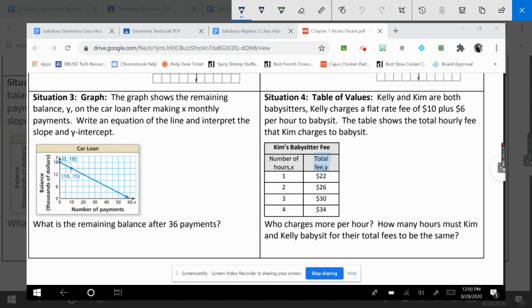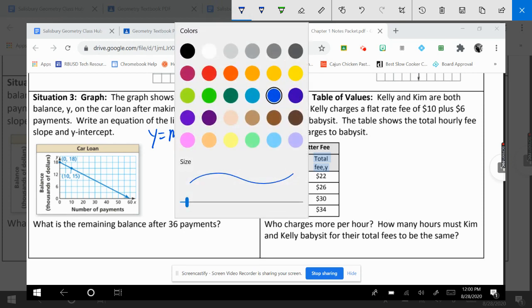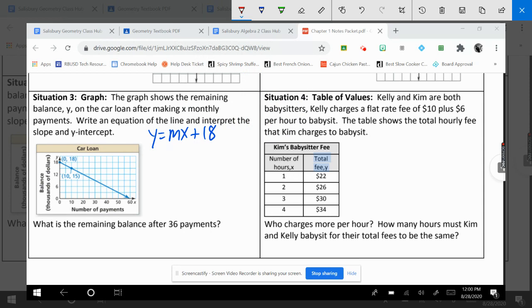Well, this is giving us 2 points, which doesn't really tell us too much, but why don't we find the slope? Especially because we know our y-intercept's right there at 0, 18, right? So we know it's going to be y equals something x plus 18. We just have to find out what that something is. You maybe remember from last year, or from algebra, you got to take one of these 2 points. We'll take this one right here, 10 and 15, and plug it into our equation.